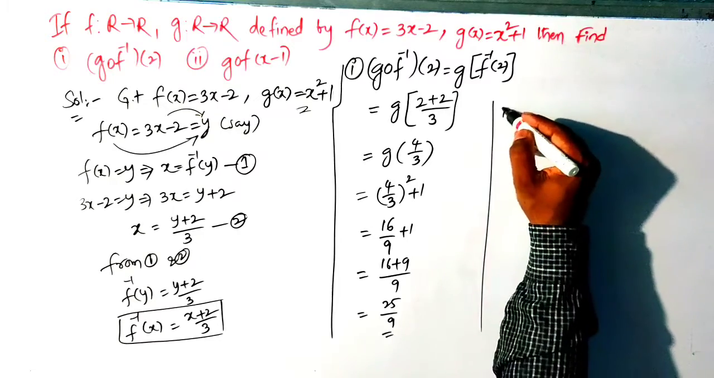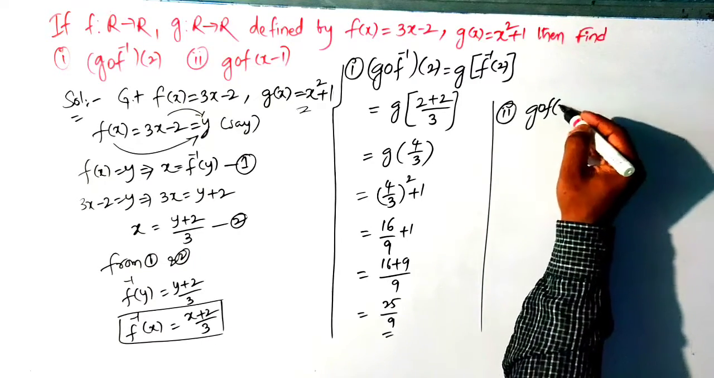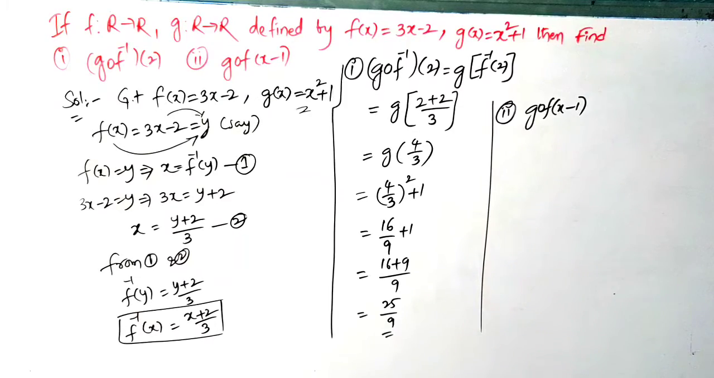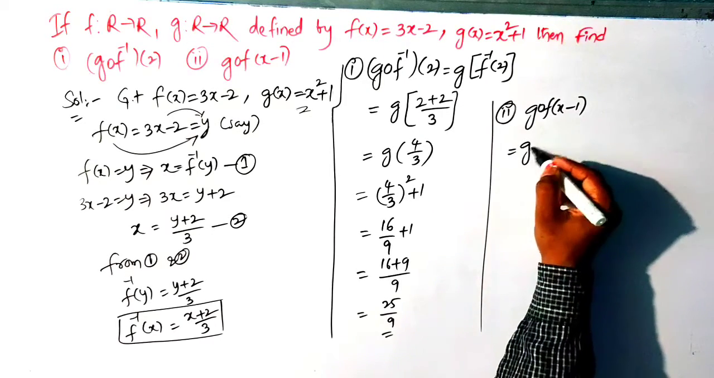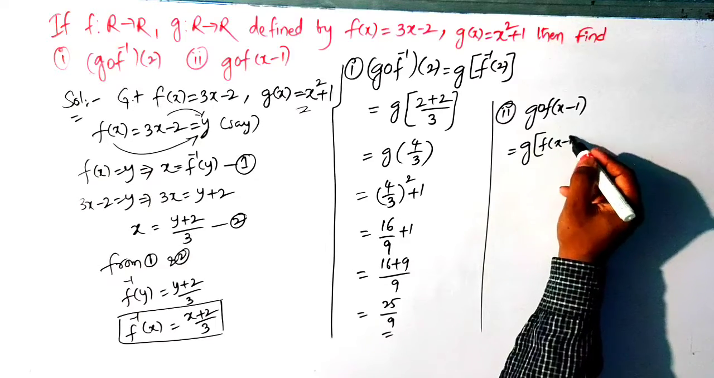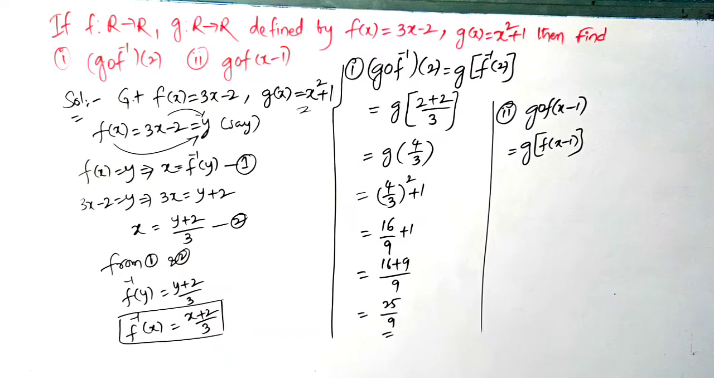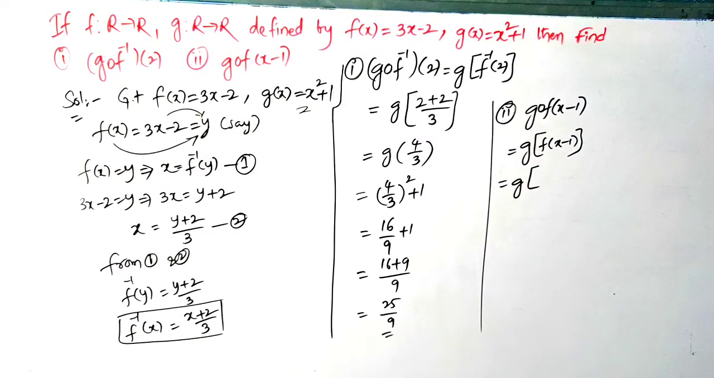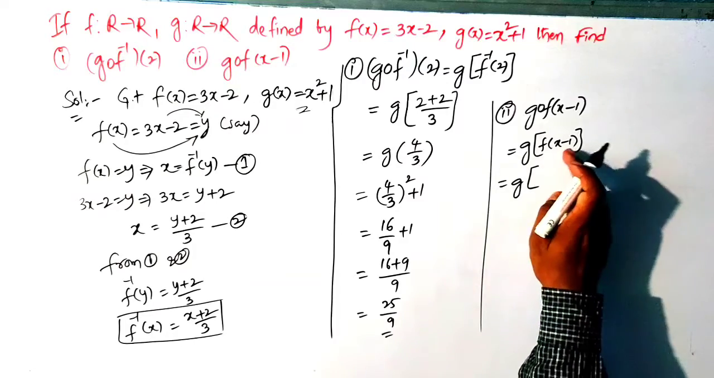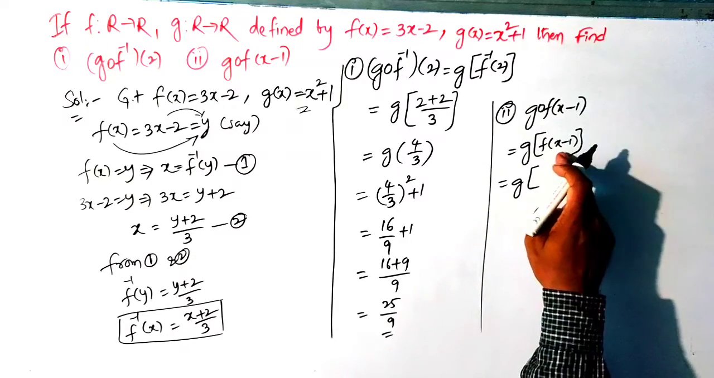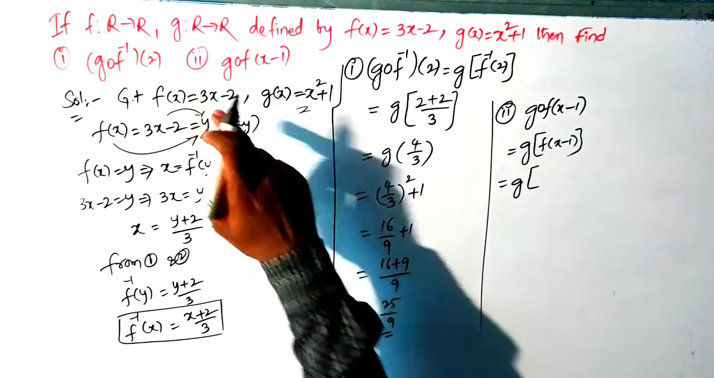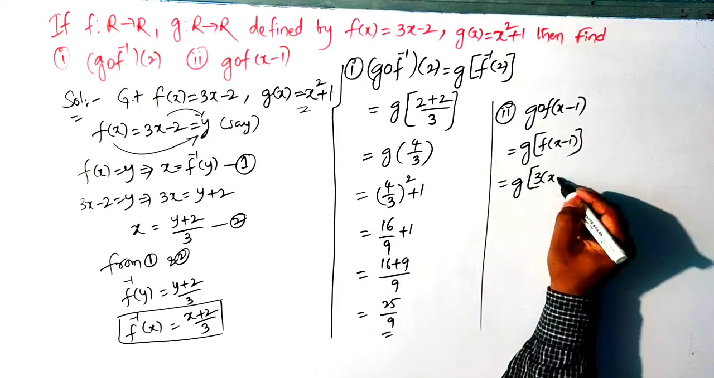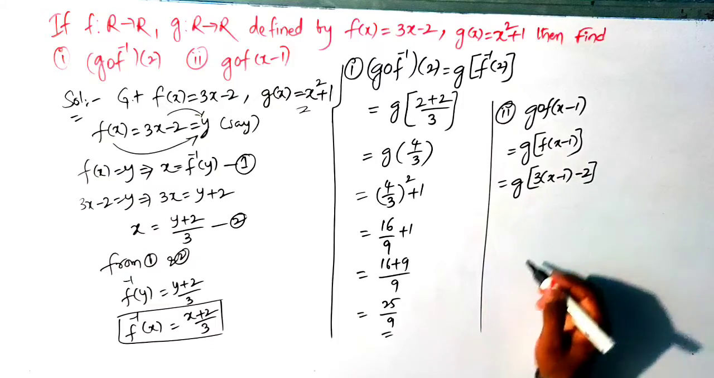So that is the second one. See, g circle f of x minus 1. There is no f inverse, so as in the previous problem, we write g of f of x minus 1. By using composite function, g circle f of A can be written as g of f of A. So g of f of A, f of x value is 3x minus 2. But we find f of x minus 1, so in place of x we substitute x minus 1. So here we get 3 of x minus 1 minus 2.